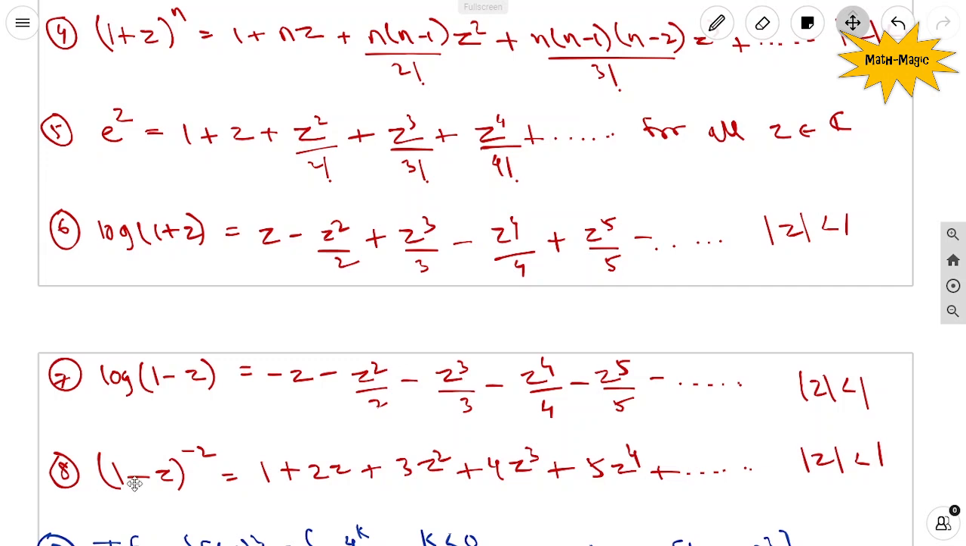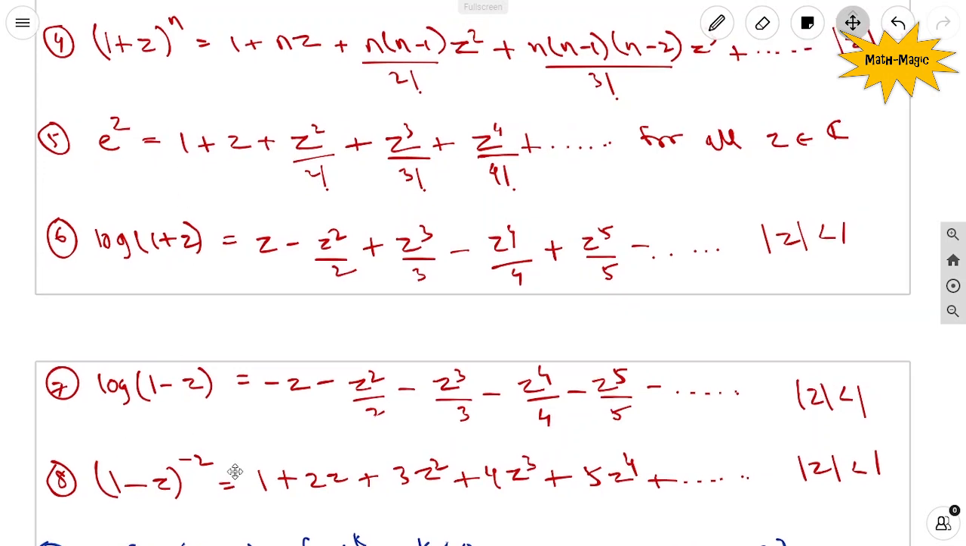So 8 is a particular case of the fourth. We can see that if we take n equal to minus 2, we get 1 plus 2z plus 3z square plus 4z cube plus 5z raised to 4 plus and so on, as the terms occur in a nice pattern. So we will use all these expansions of some standard functions to get the radius of convergence or the region of convergence of the Z transform.